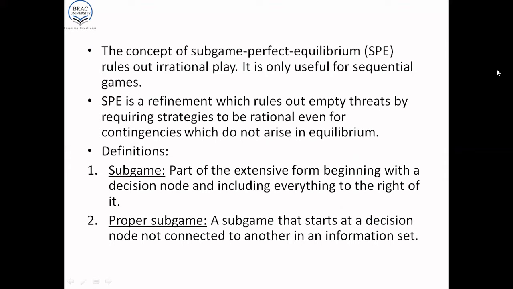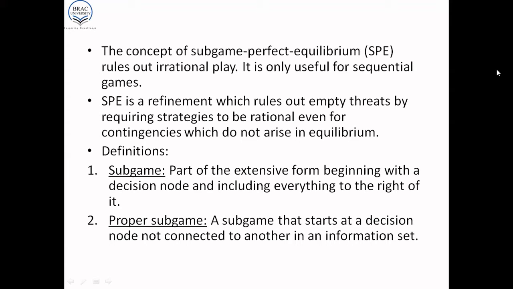So there's a concept called subgame perfect equilibrium, which rules out irrational play. And it is only useful for sequential games. Now, subgame perfect equilibrium, or SPE, is a refinement of Nash equilibrium, which rules out empty threats by requiring strategies to be rational even for contingencies which do not arise in equilibrium. So if something happens that is off the equilibrium path, but you identify a subgame perfect equilibrium for just that subgame, the strategy adopted would be rational.